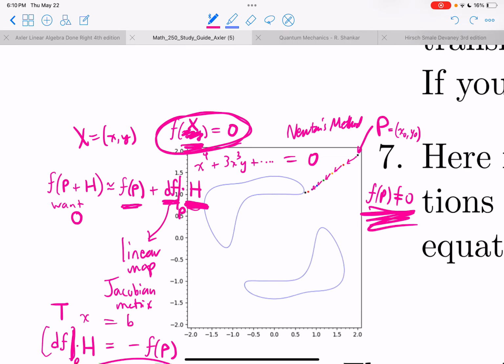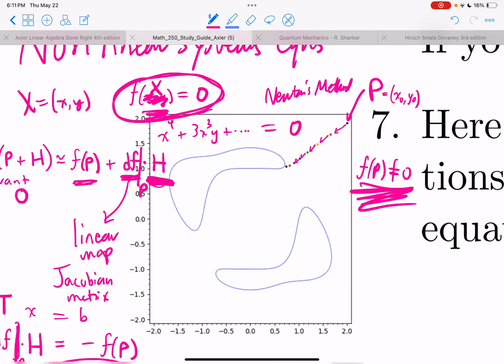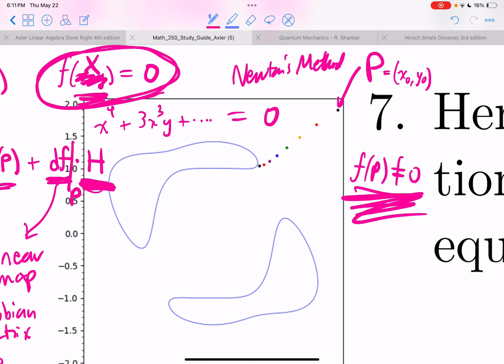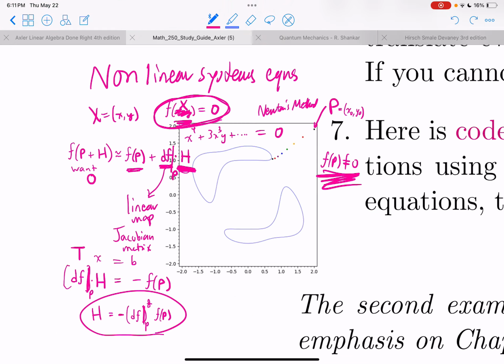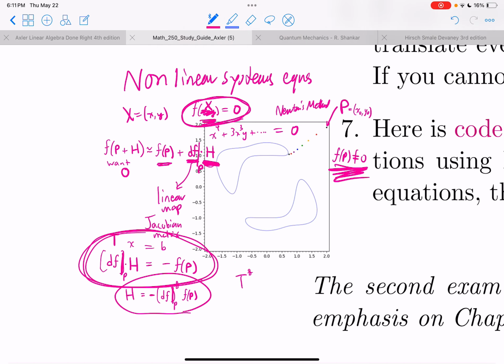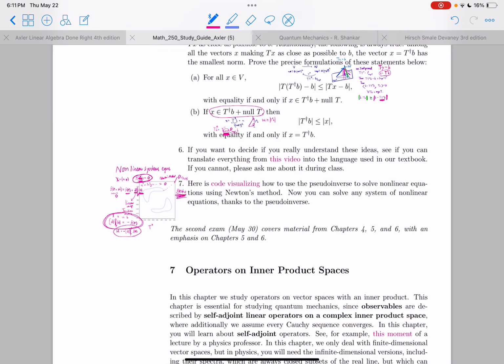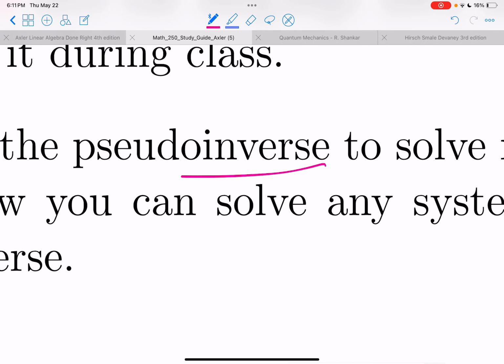So the pseudo-inverse allows you to solve nonlinear systems of equations approximately by solving linear systems a bunch of times, getting closer and closer to a solution. Those linear systems typically will not have exact solutions, and that's why we use the pseudo-inverse, because it just works. So this is how you do Newton's method in higher dimensions for nonlinear equations. The pseudo-inverse is a good one.